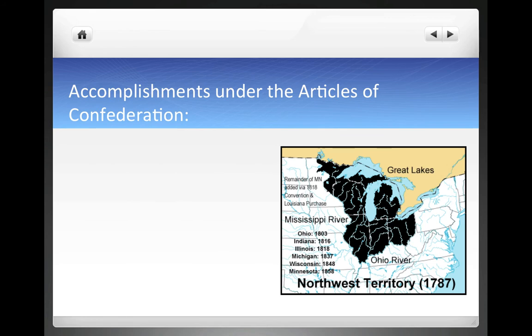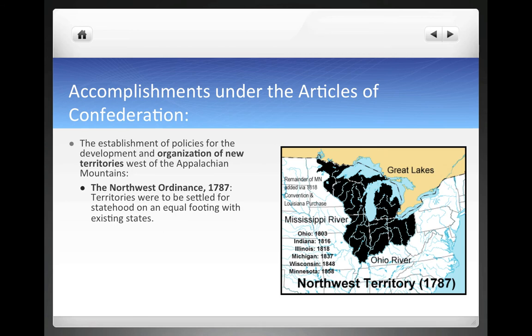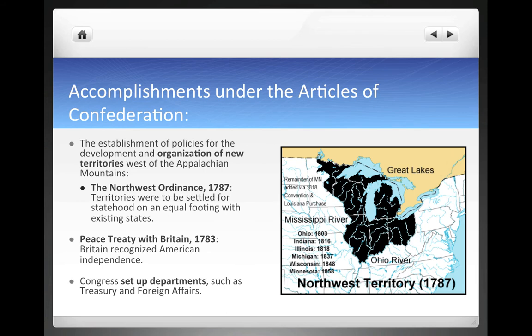There were some accomplishments under the Articles of Confederation, as disorganized as things were. The establishment of policies for the development and organization of new territories west of the Appalachian Mountains was one of them. The Northwest Ordinance was passed in 1787, which stated that territories were to be settled for statehood on an equal footing with existing states. And the peace treaty with Britain in 1783, in which Britain recognized American independence. And Congress set up departments such as Treasury and Foreign Affairs.